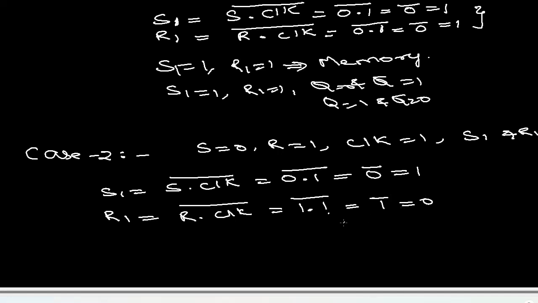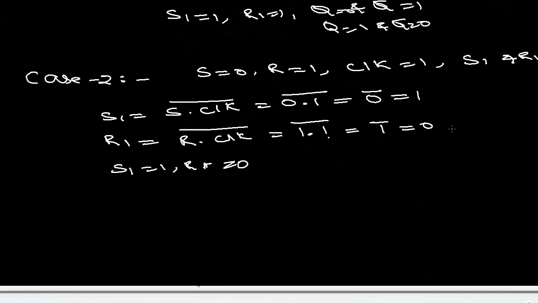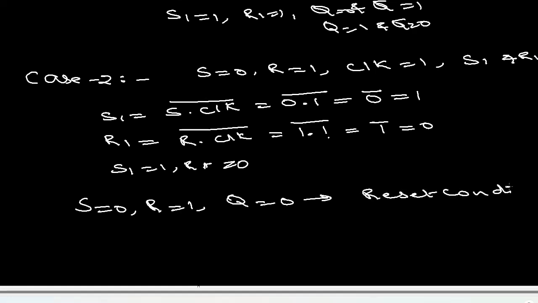Now the latch values are S1 is 1, R1 is 0. Now observe the values, latch values 1, 0. This condition is called as reset condition. So when S equal to 0, R equal to 1, then Q is 0. So this condition is called as reset condition. First one is memory condition. Second one is reset condition.